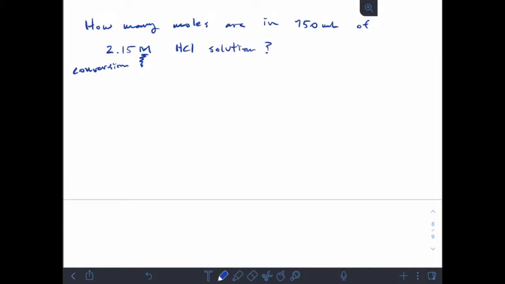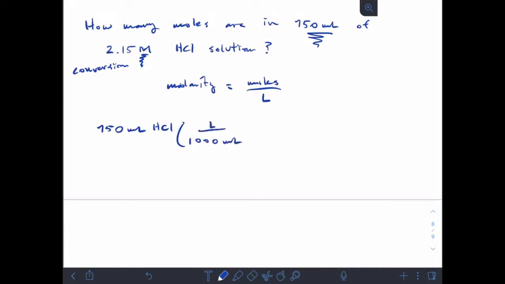Okay? So that means that our 750 milliliters is our given information. Remembering that the units of molarity are moles and liters. Right now we've got our information in milliliters, so we need to make sure that our units match. So I'm going to convert my milliliters to liters first. And there are 1,000 milliliters in 1 liter. So we get 0.750 liters of HCl.